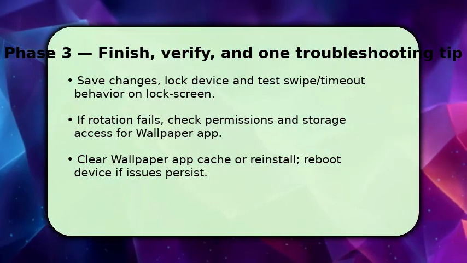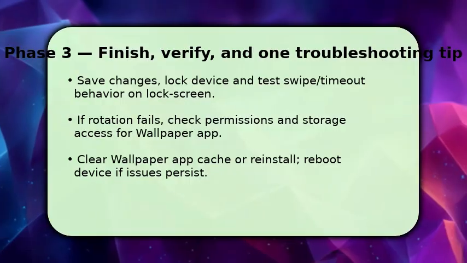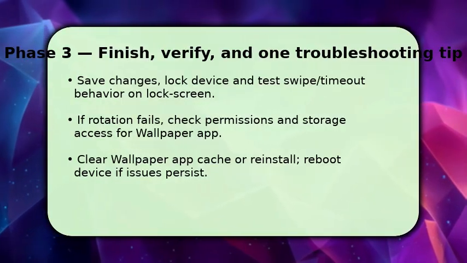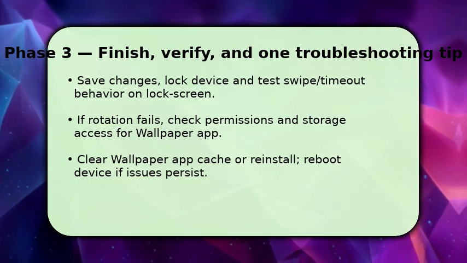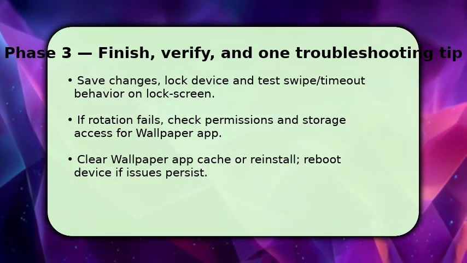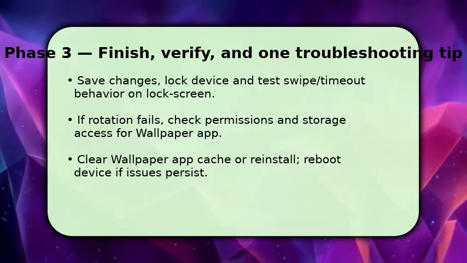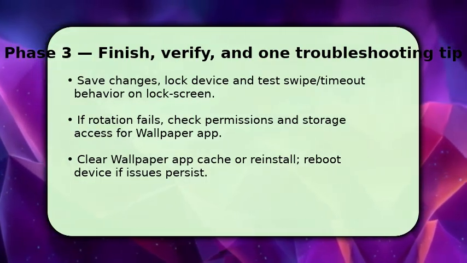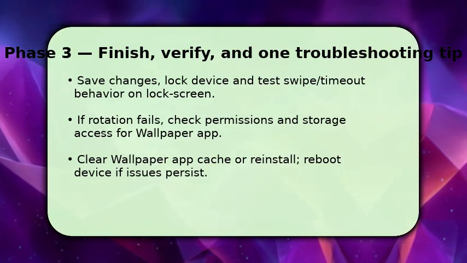To finish, save your configuration and lock the device to test how wallpapers rotate, swipe if gesture-based, or wait for timeout-based rotation. If rotation or shuffling fails, make sure the Wallpaper or Photos app has storage permissions and background activity allowed. These often block automated changes.